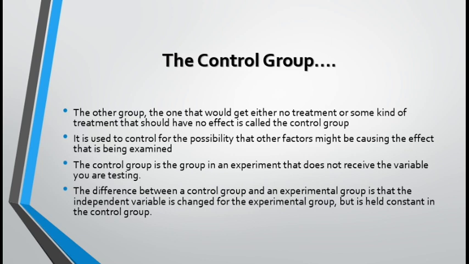The other group, the one that would get either no treatment or some kind of treatment that should have no effect, like the group that watches the non-violent cartoons in the example, is called the control group because it is used to control for the possibility that other factors might be causing the effect that is being examined. If researchers were to find that both the group that watched the violent cartoons and the group that watched the non-violent cartoons were equally aggressive, they would have to assume that the violent cartoons did not influence the behavior at all.